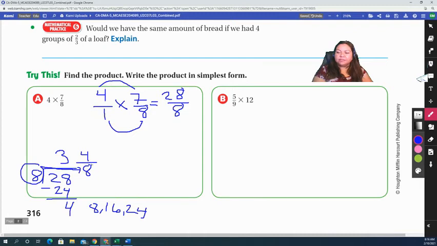And I can simplify this, right? Because I know that I can divide both the numerator and denominator by 4. So 4 divided by 4 is equal to 1. 8 divided by 4 is equal to 2. So that's 3 and 1/2.